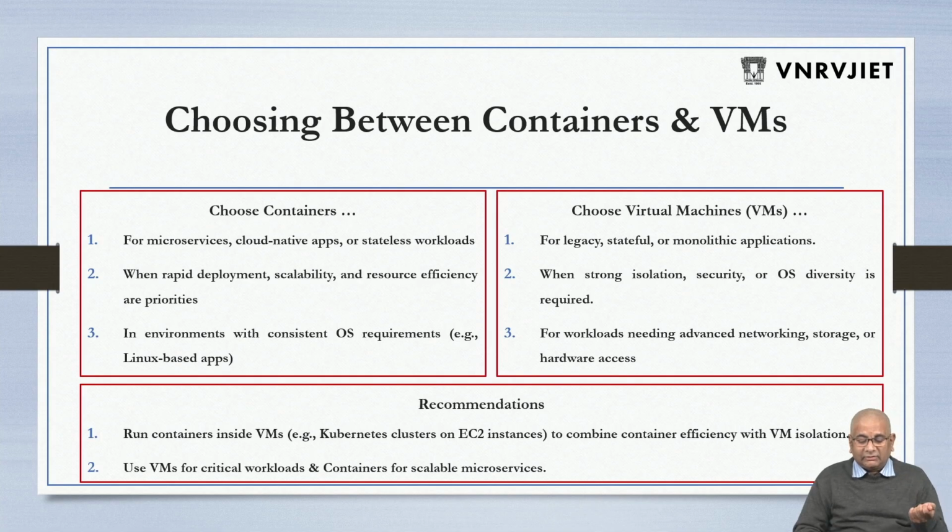Use VMs for critical workloads and containers for scalable microservices. For a critical workload, yes, it has to be there. You can't afford to lose it. Use VMs because they are going to be there. Crashing of VMs is very rare, whereas you can do certain operations on Docker which will close a container or a Docker container. So they are not really that great when it comes to reliability. So use VMs for critical workloads. Use Docker or containers for scalable microservices.